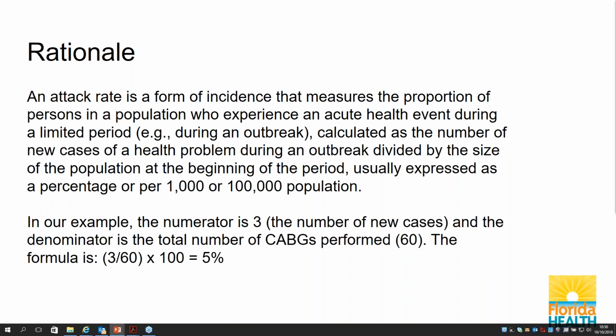The denominator is the total number of CABGs performed. So the people at risk who could have gotten these sternal wound infections are the people who were operated on. So that's going to be a total of 60. So 3 divided by 60 times 100 is going to give us our correct answer, which will be 5%.